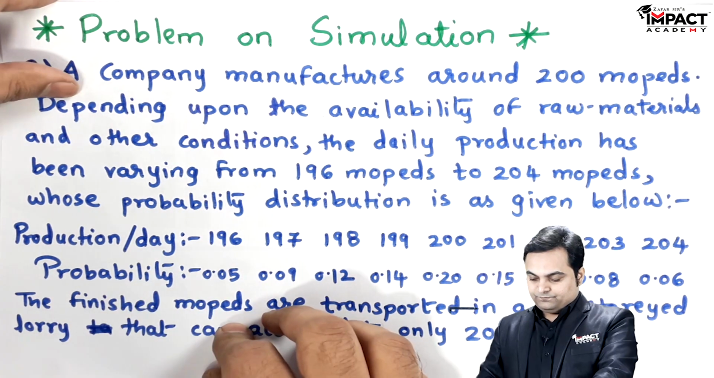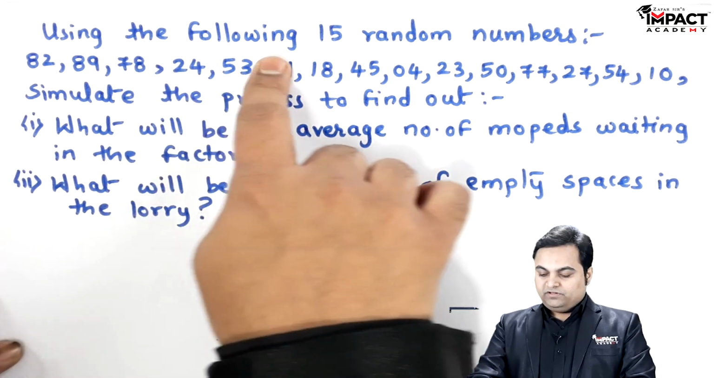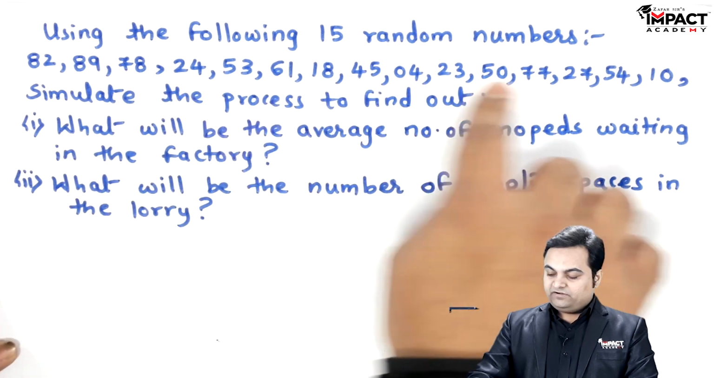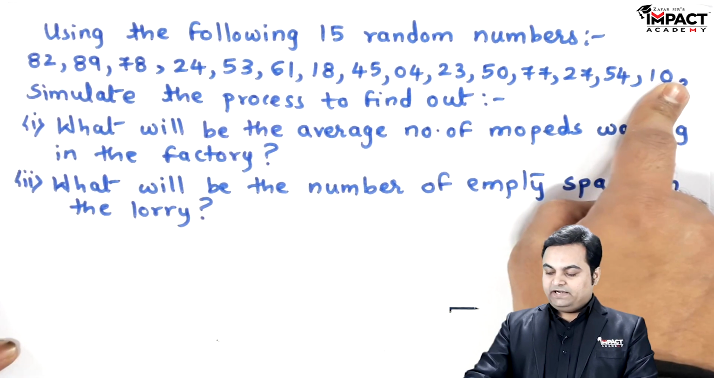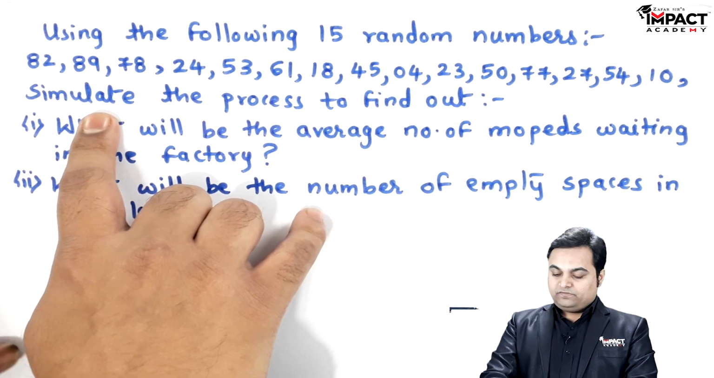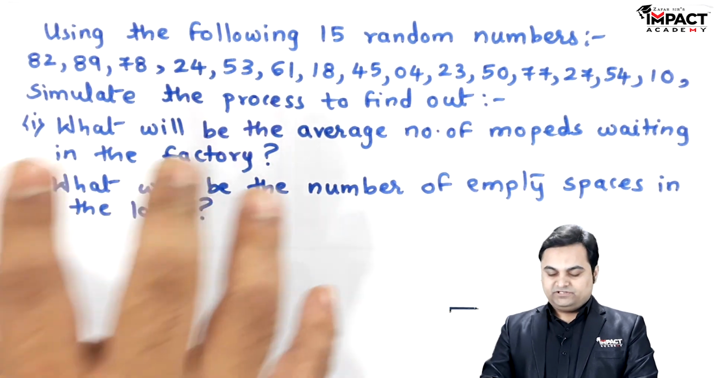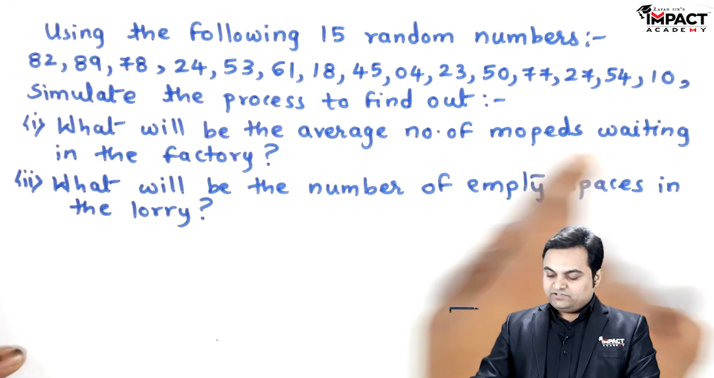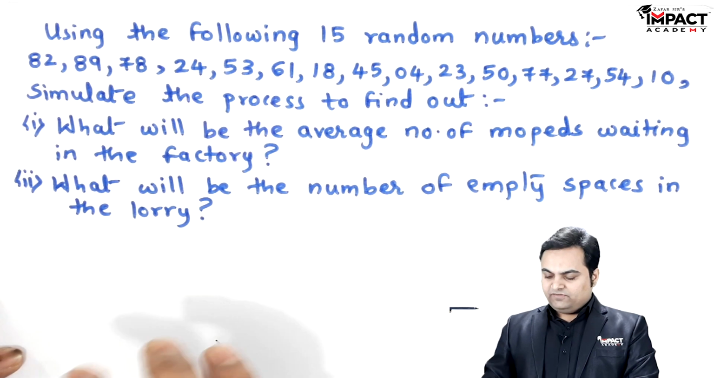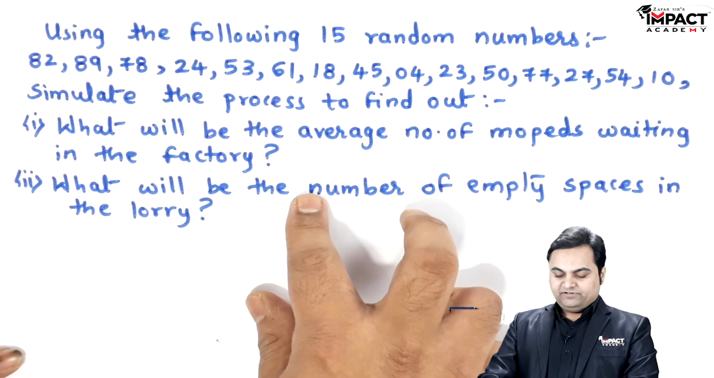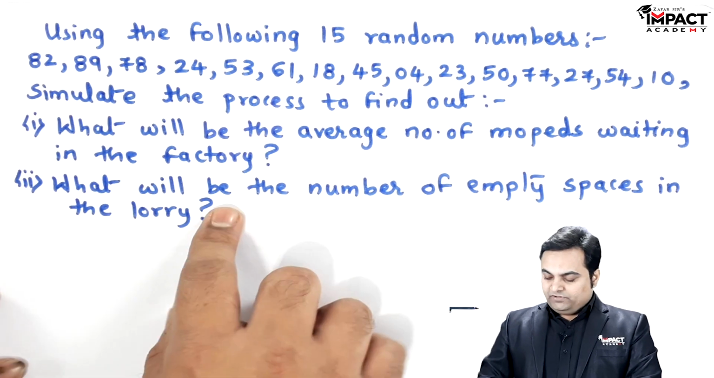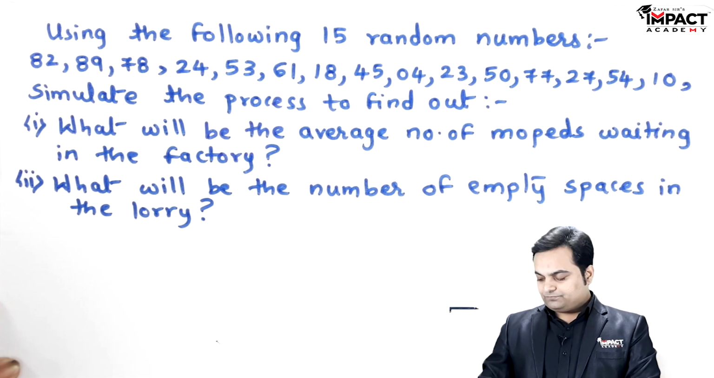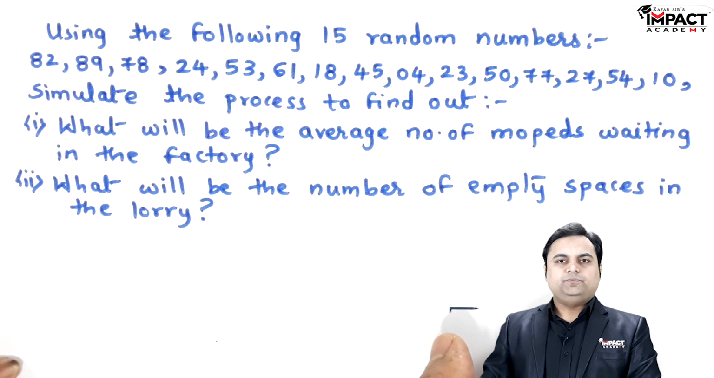Next, using the following 15 random numbers, the random numbers are given here. These are 15 random numbers starting from 82 and ending with 10. Then simulate the process to find out: what will be the average number of mopeds waiting in the factory? That is one of the questions. And what will be the number of empty spaces in the lorry? We have to explain how many empty spaces there would be in the lorry.